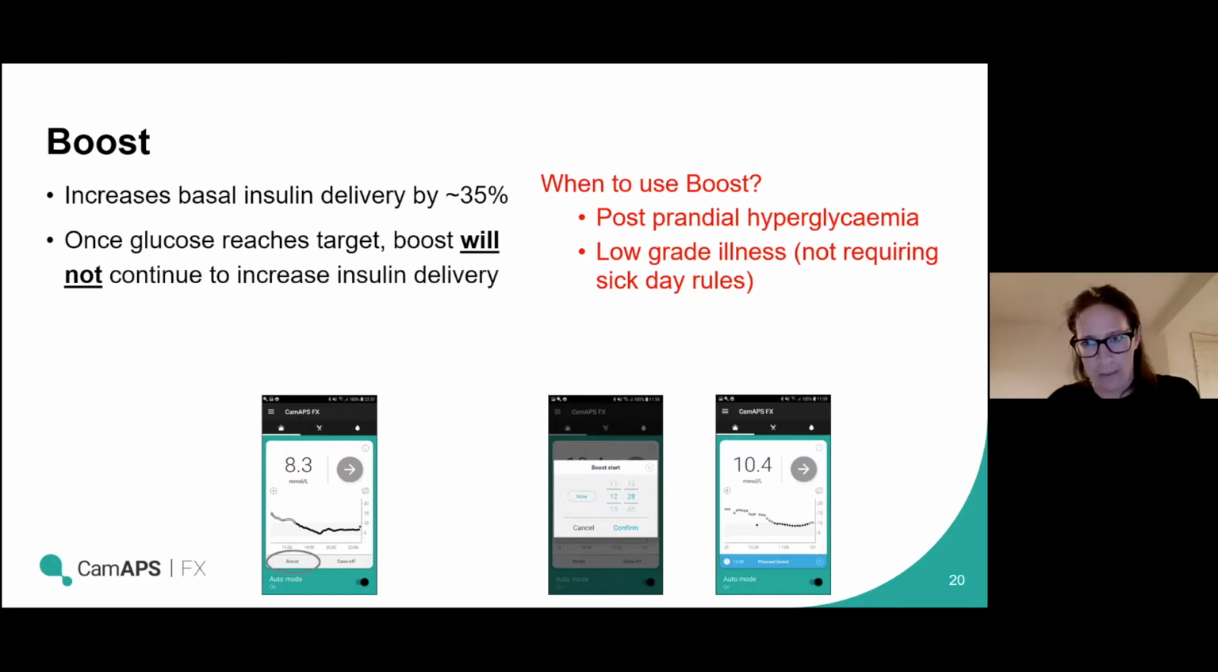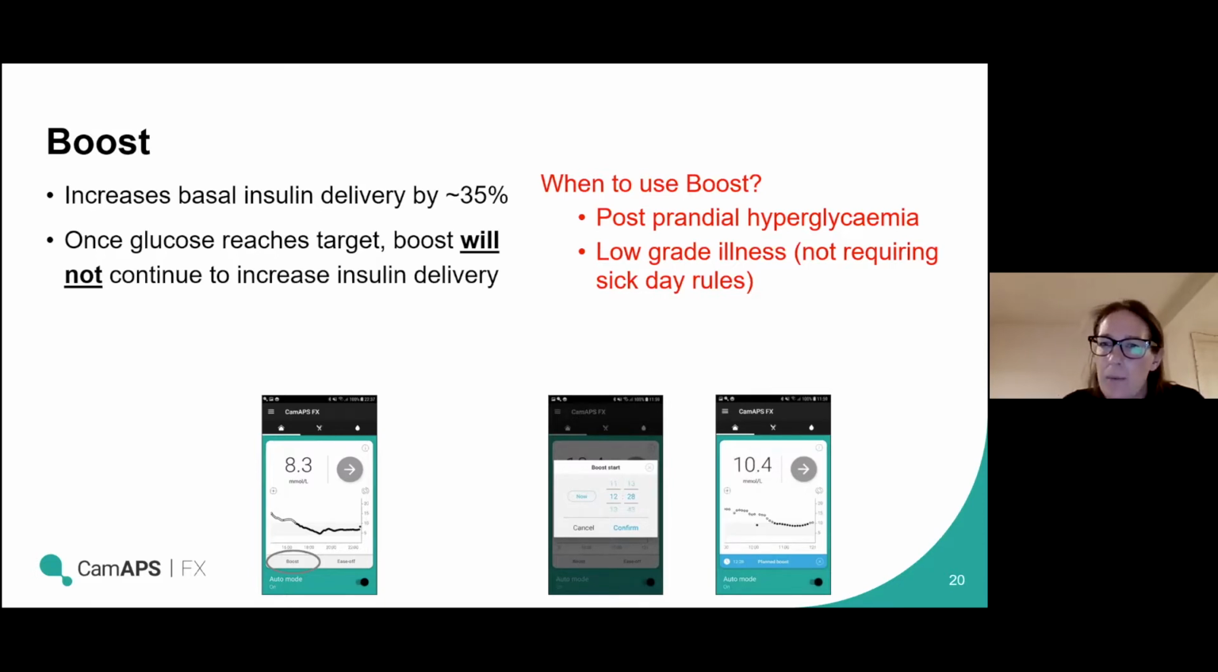It's a bit more complicated than that. There's a few things going on behind the scenes. But what's nice about boost is that once the glucose target is reached, it won't continue to push. It will just aggressively treat deviations from the target glucose. So it's sort of like a smart temporary basal.